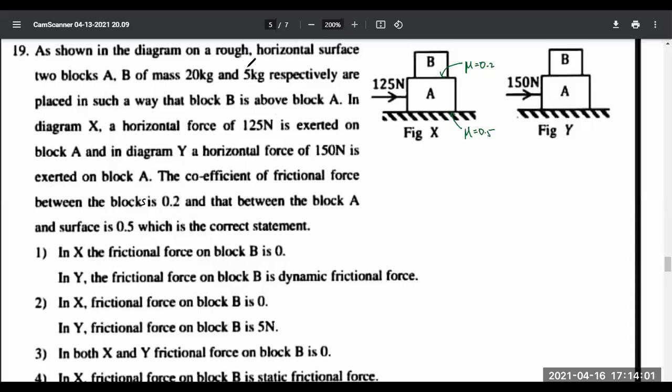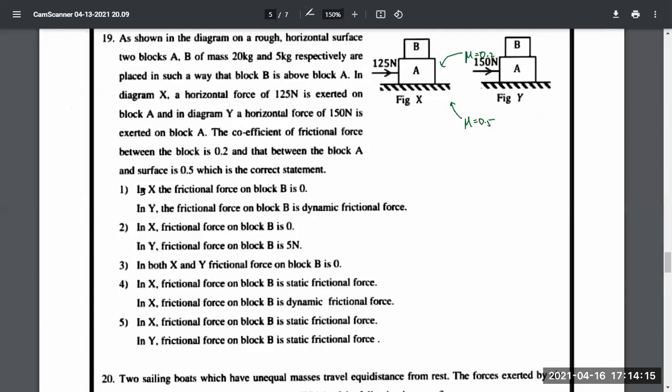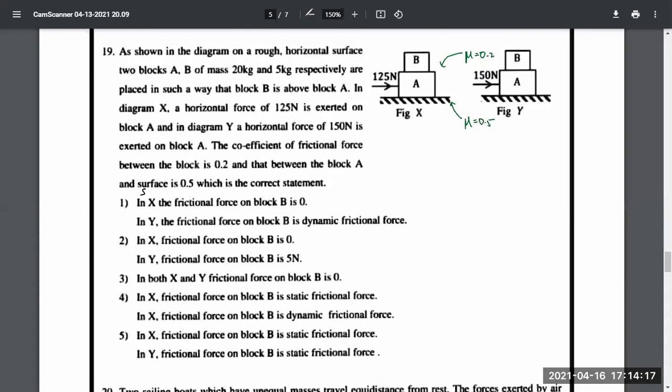And let's move on. Now they are asking for the correct statement. They have given us 5 statements. We have to choose the correct statement, right? Let's analyze that.